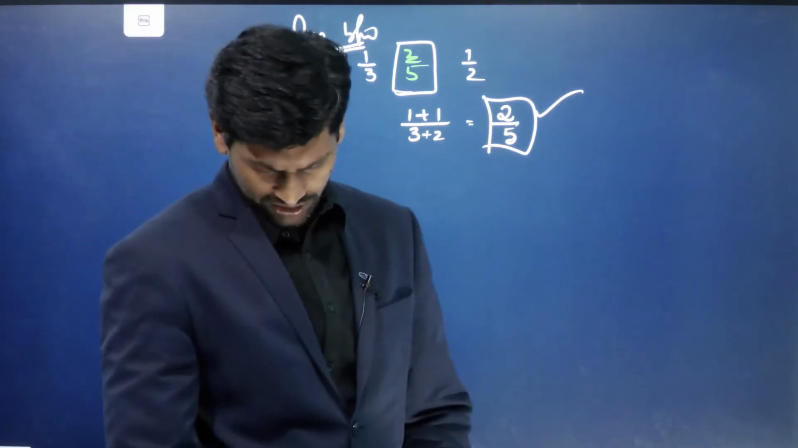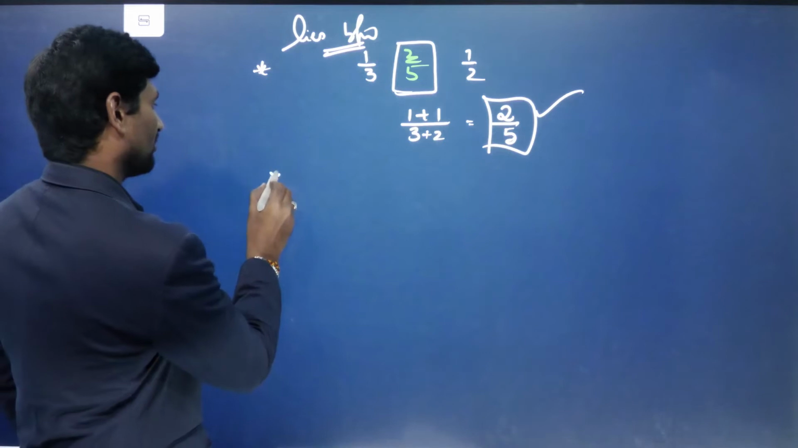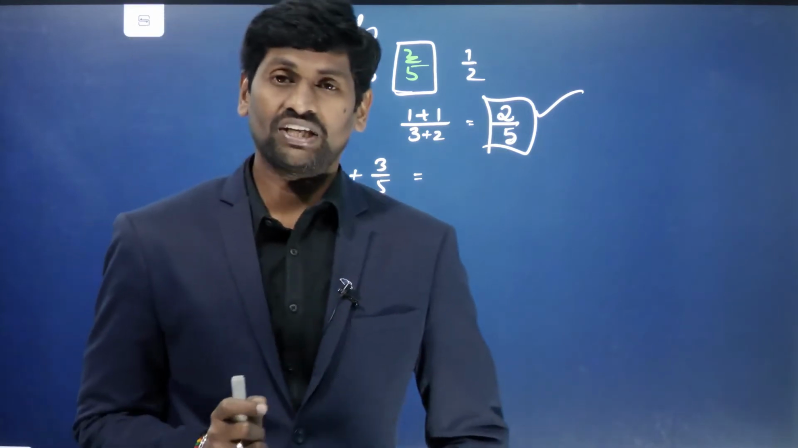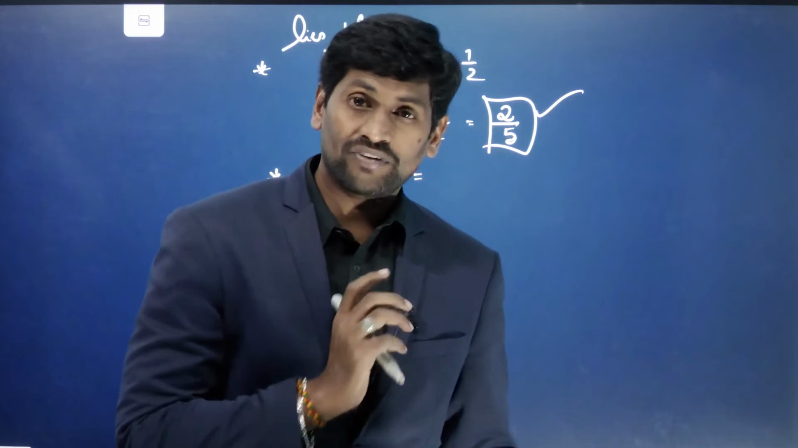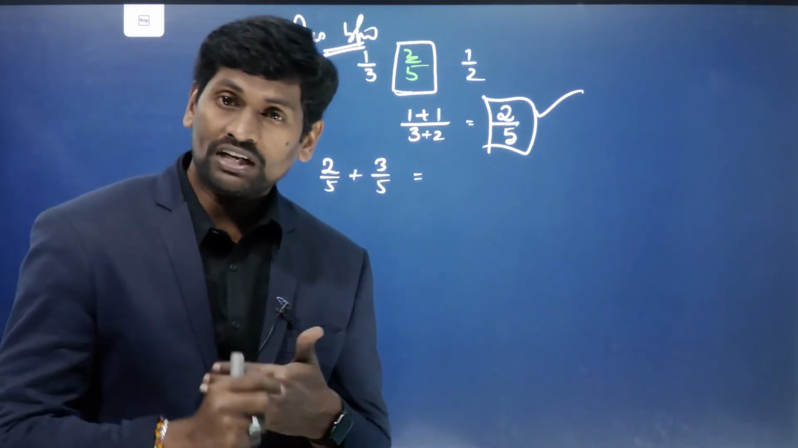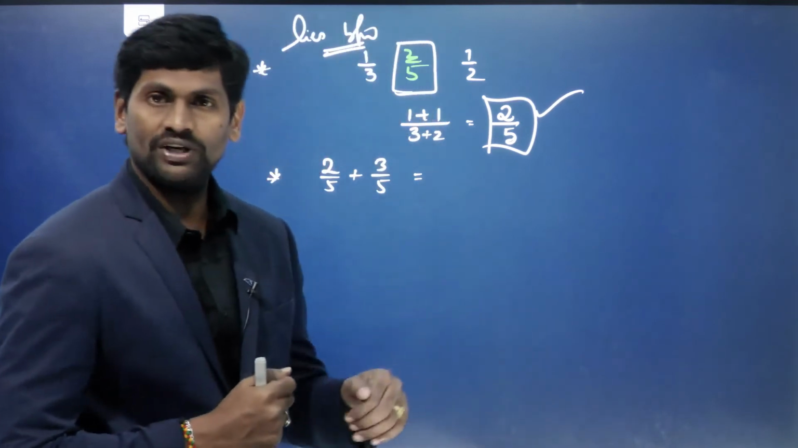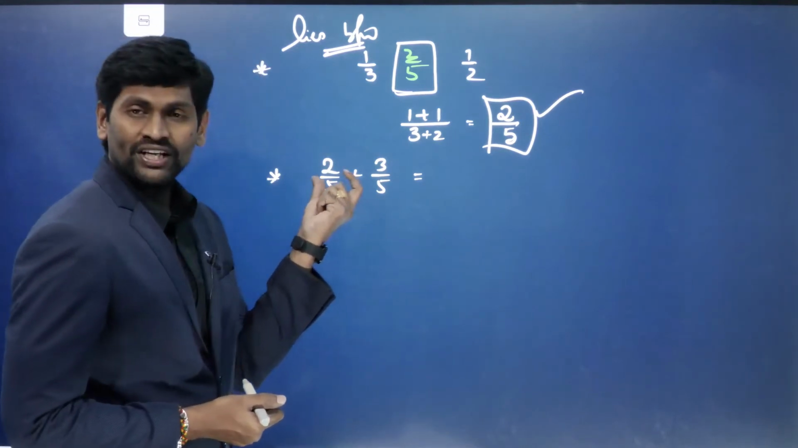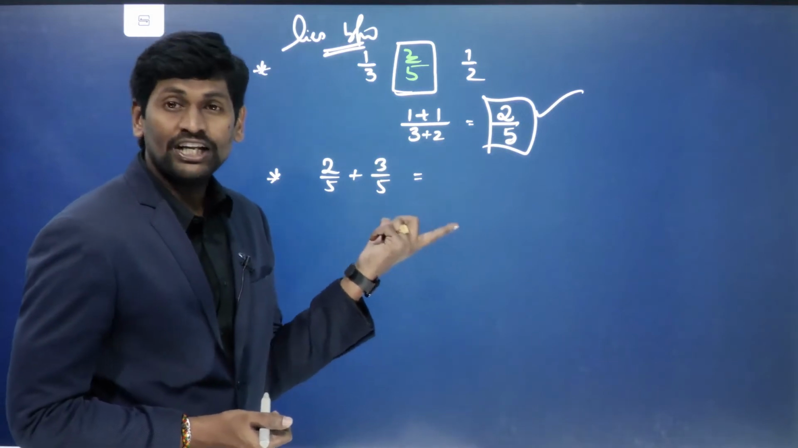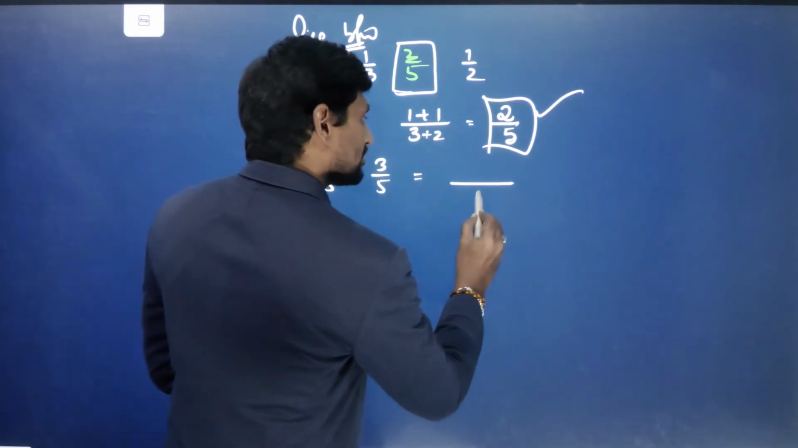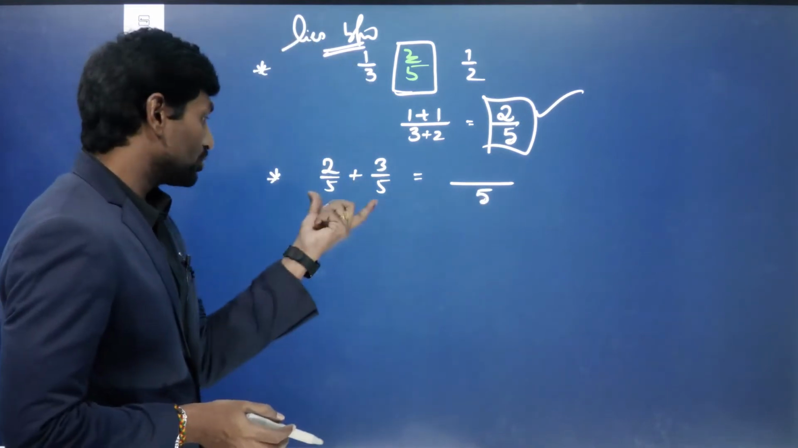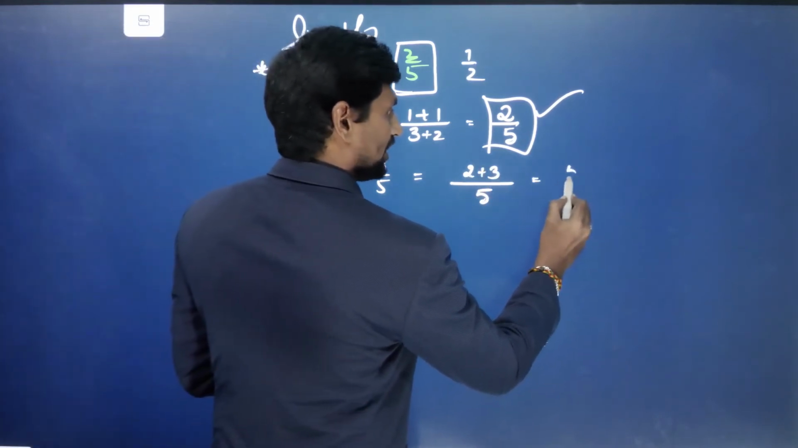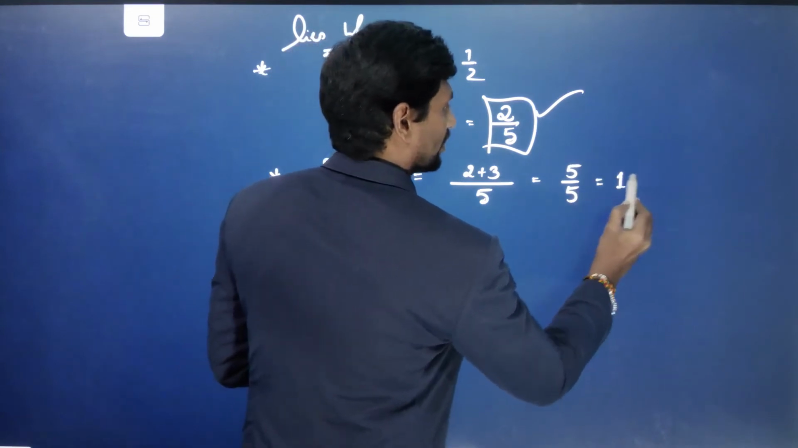Let us go to the next question. 2 by 5 plus 3 by 5. Before adding these two fractions, we discussed that we can add or subtract only like fractions. If the fractions are not like, we need to convert them into like fractions by taking the LCM of denominators. See here, the first one has denominator 5, the second one also has denominator 5. So both have the same denominators, they are like fractions. Like fractions means directly we can add numerators. We should not add denominators here, remember. Only numerators: 2 plus 3 is 5. So 5 by 5, the answer is 1.